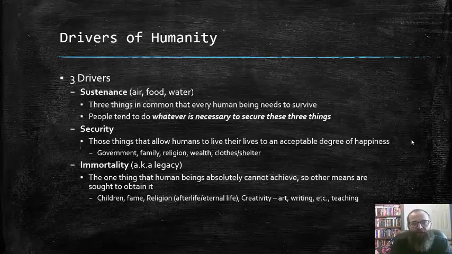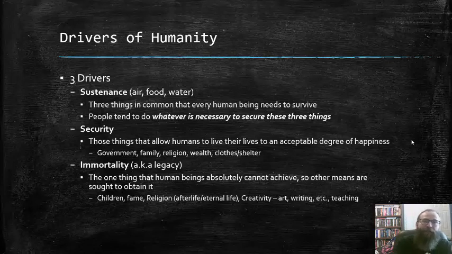Second, security. Security can be defined as those things that allow humans to live their lives to an acceptable degree of happiness. This includes things like government. One of the primary reasons that governments are formed, perhaps the primary reason that governments are formed by people, is to obtain security.